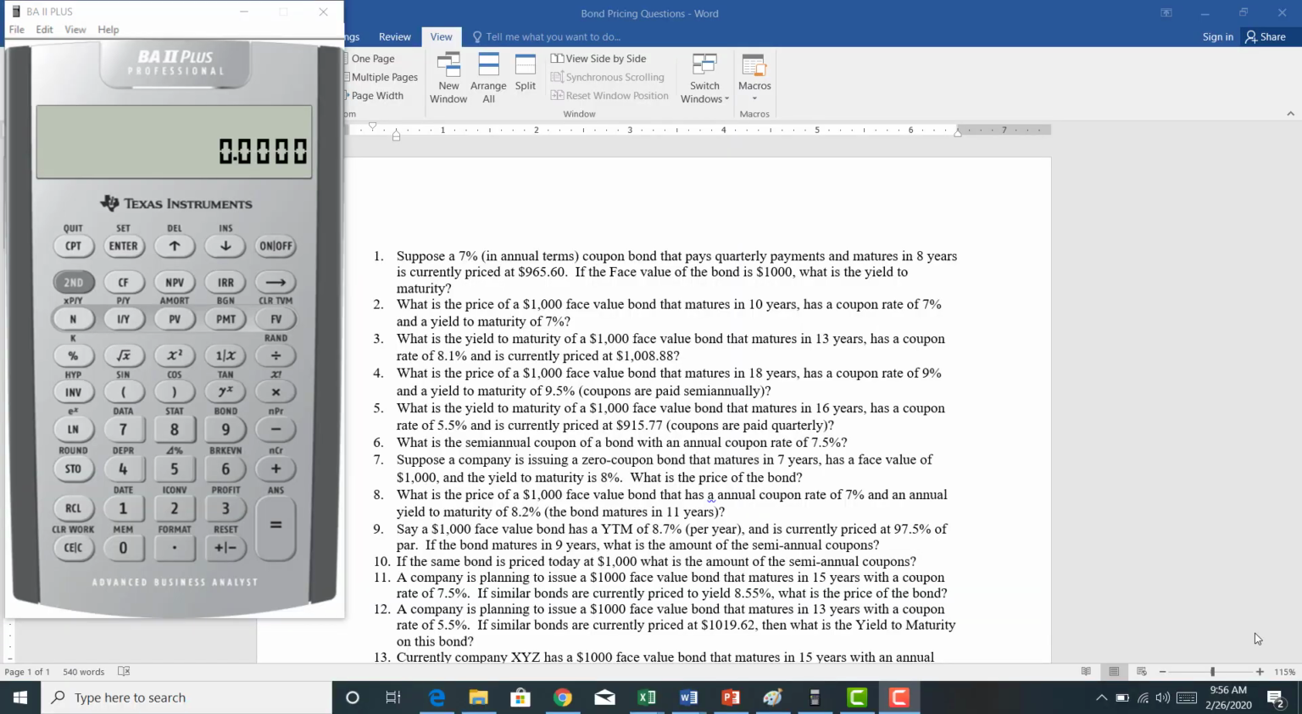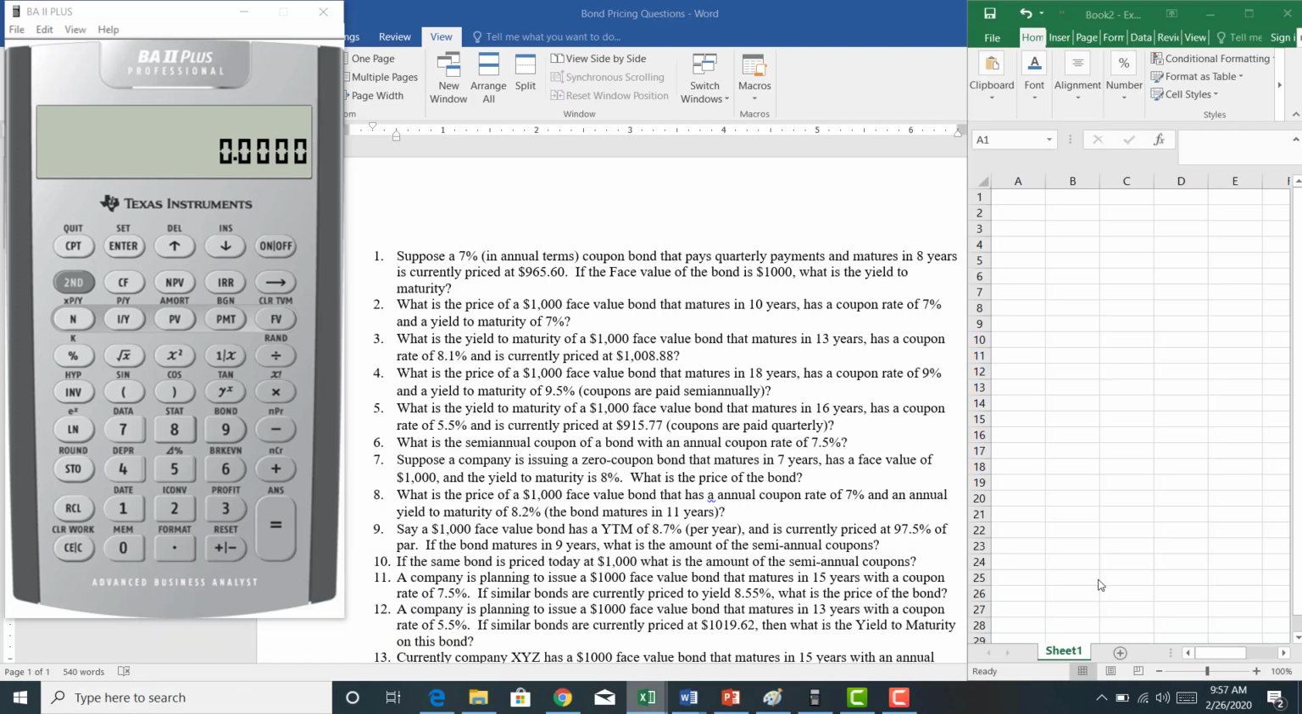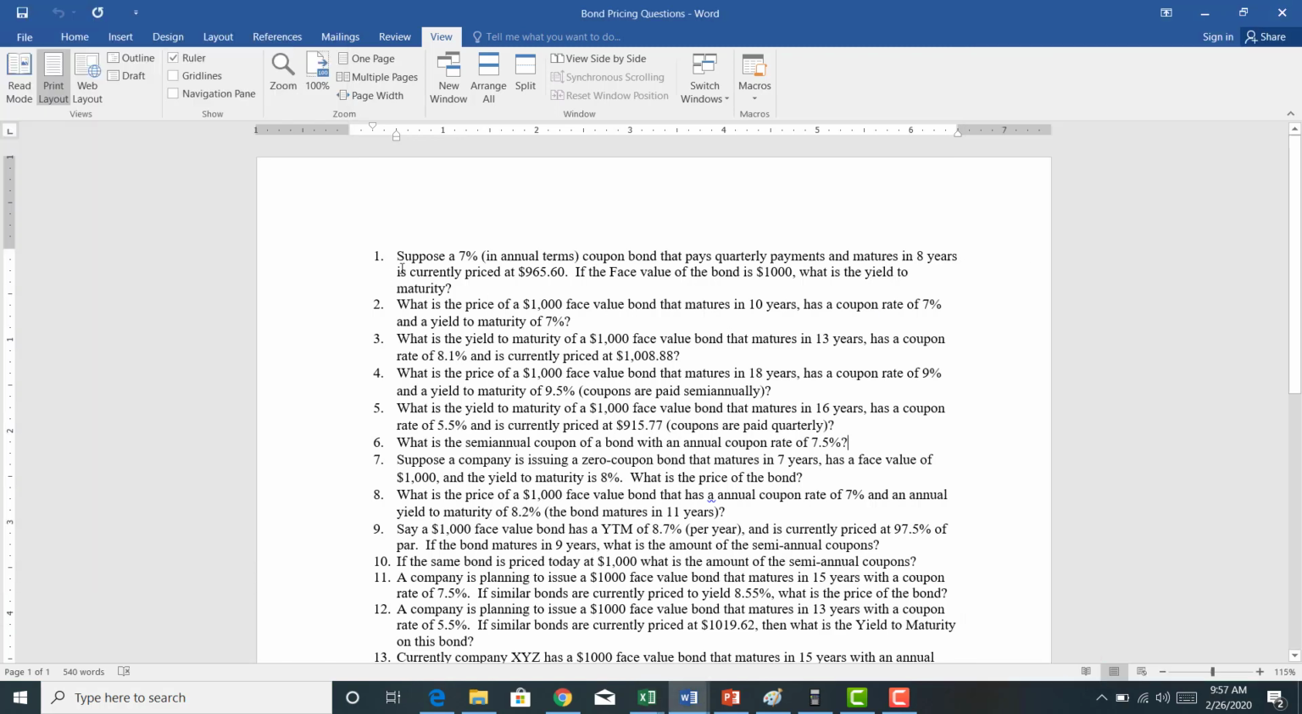All right, in this video, we're going to work problems 1 through 5 on the bond pricing questions. This document is available on Canvas. So I'm going to work these questions with the financial calculator here, and then I'm also going to pull up Excel on this side and work. Basically, what I'll do is I'll switch off between using the financial calculator and Excel, so you get comfortable using both. Let's start with number 1.